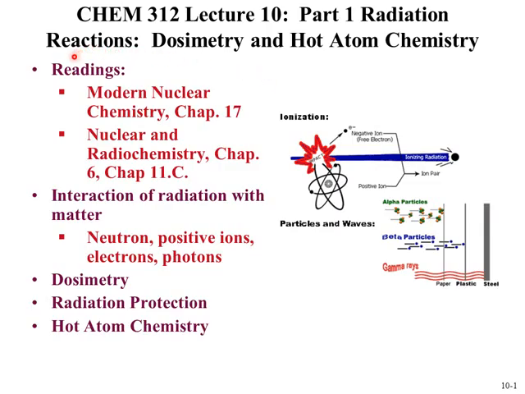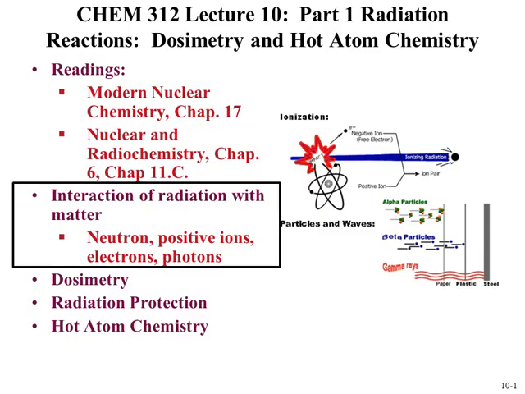The readings for both parts are listed here: Modern Nuclear Chemistry, Chapter 17, and Nuclear and Radiochemistry, Chapter 6, along with Chapter 11 of Nuclear and Radiochemistry, Part C. This lecture is going to go over the interactions of radiation with matter. We're going to discuss neutrons, positive ions, electrons, and photons.